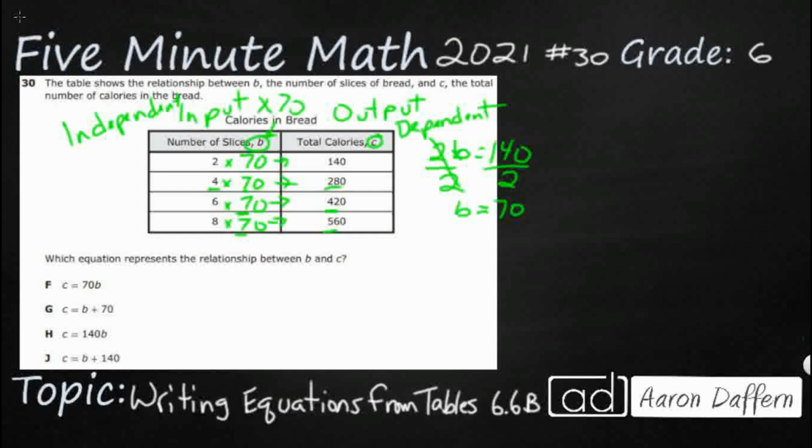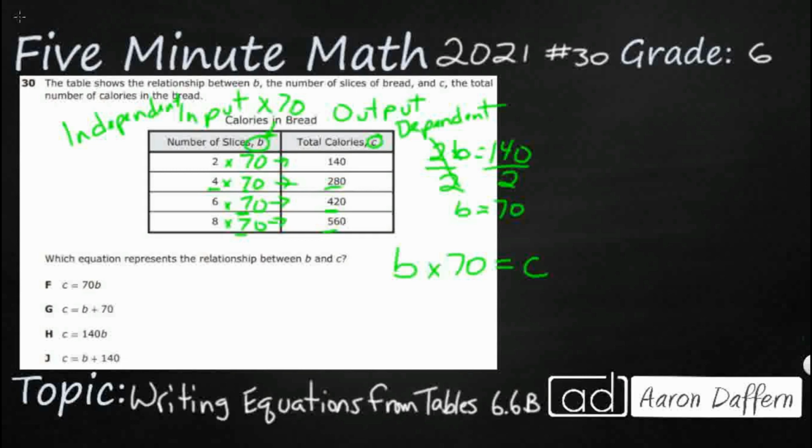Now, how do we rewrite this, though? Take a look at our equations. Our equations are always looking at C here. So what I did was I took my B and I multiplied it by 70, and that's going to get me my C. Because my B is my number of slices, 70 is my rule, and then C is my total calories. And I see something very similar to this.